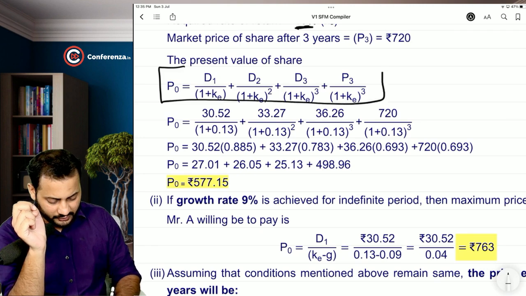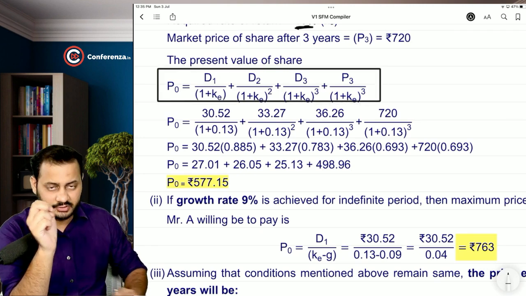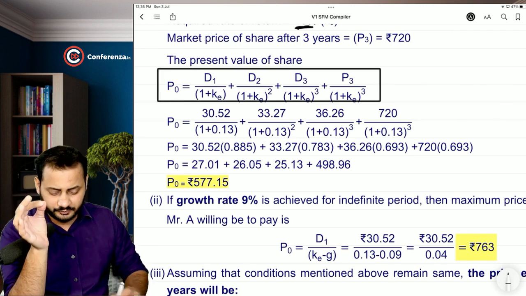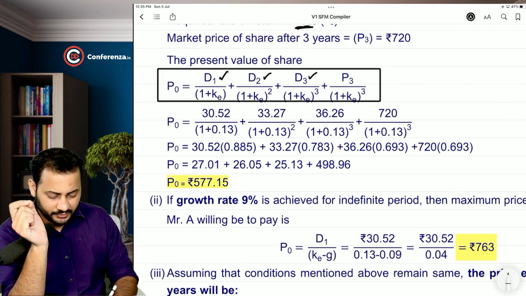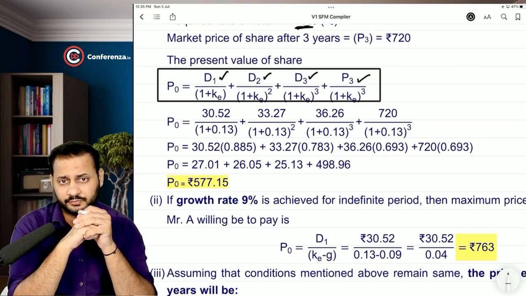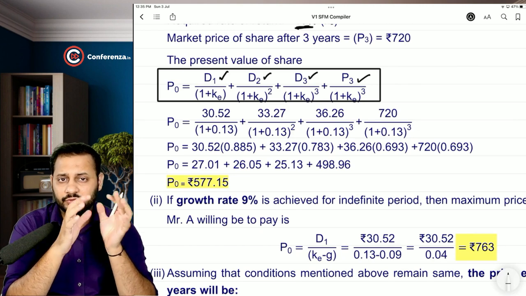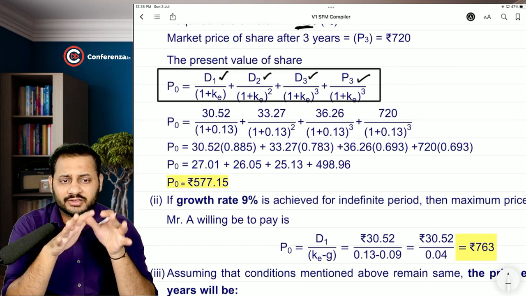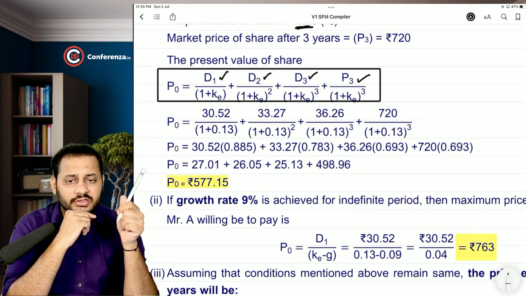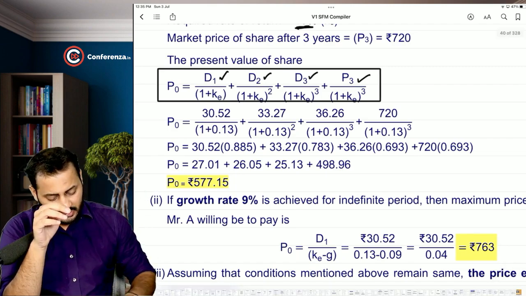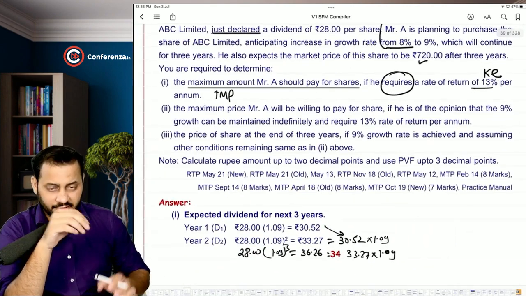Just have a look at this formula. This is what we discussed while taking the concept: present value of the first year dividend, present value of the second year dividend, present value of the third year dividend, and then present value of the market price at the end of third year at which you will be selling the share. So I think this question is very easy. We have already discussed this at the time of concept, and you will be calculating the market price, that is this. Okay. Now, second part is interesting.